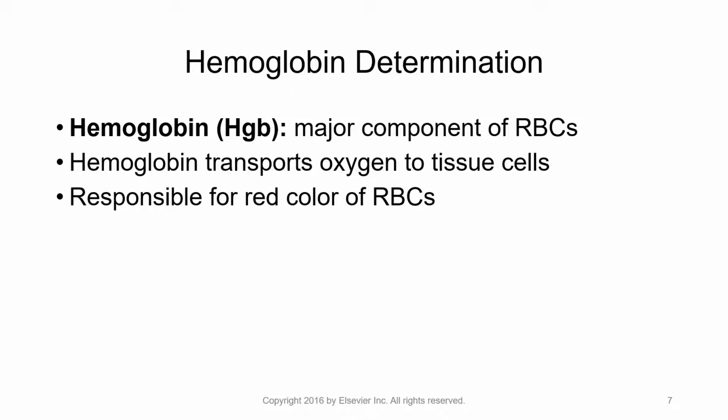In every red cell, you have, roughly speaking, in the hundreds of millions, the number that I'm familiar with is 250 million hemoglobin molecules in every red cell. Hemoglobin transports oxygen to the tissue cells by creating iron oxide with the iron and bonding to oxygen, and it's responsible for that reddish color that we see our blood having.